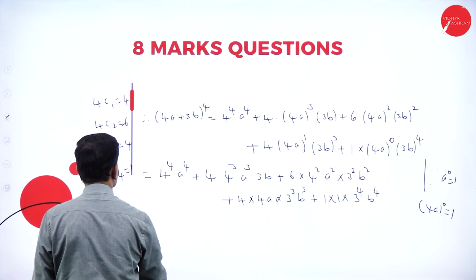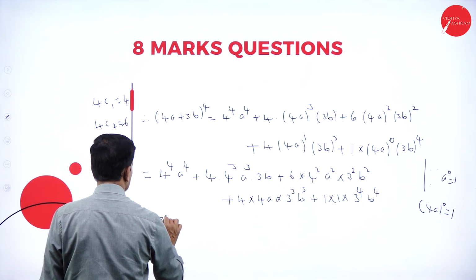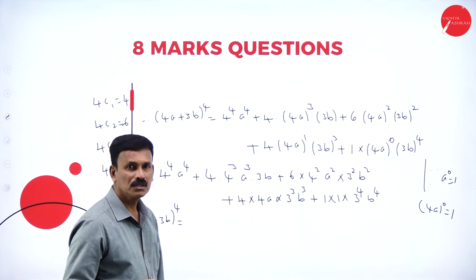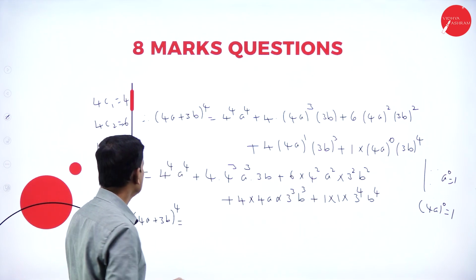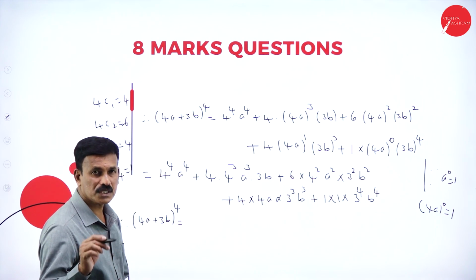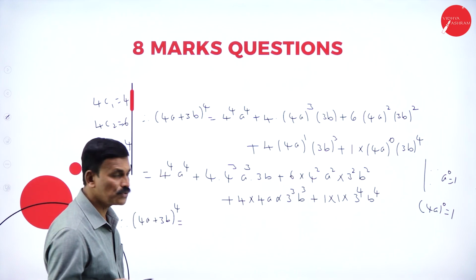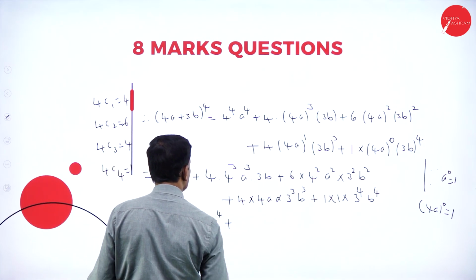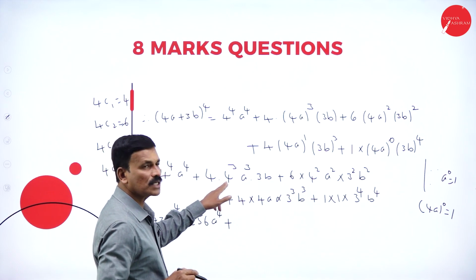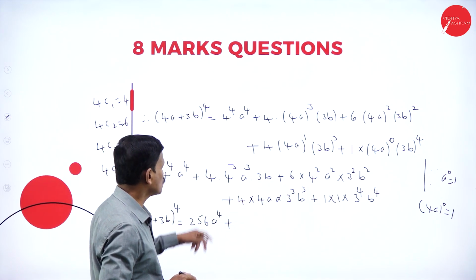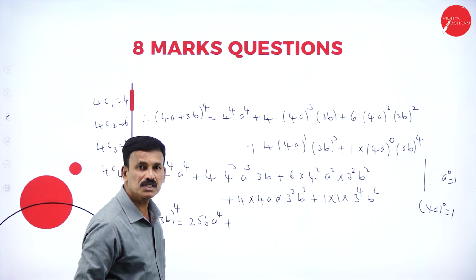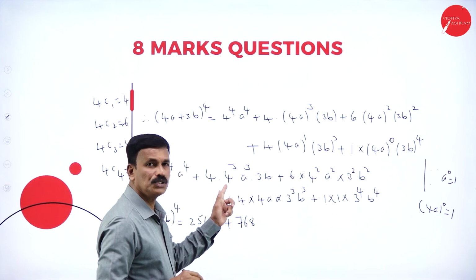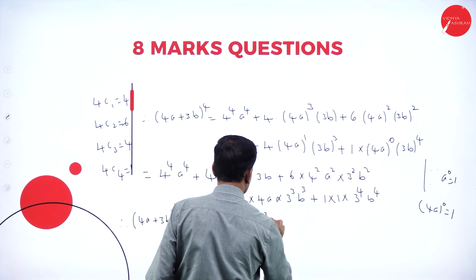So the final answer is (4a plus 3b) whole to the power of 4 is equal to, if you want, you can simplify by multiplying. Here 4 to the power of 4: 4 4s are 16, 16 4s are 64, into 4 is 256. So 256 a to the power of 4 plus here also 4 4s are 16, 16 4s are 64, into 4 is 256, into 3, that is 768. 768 a cube b.